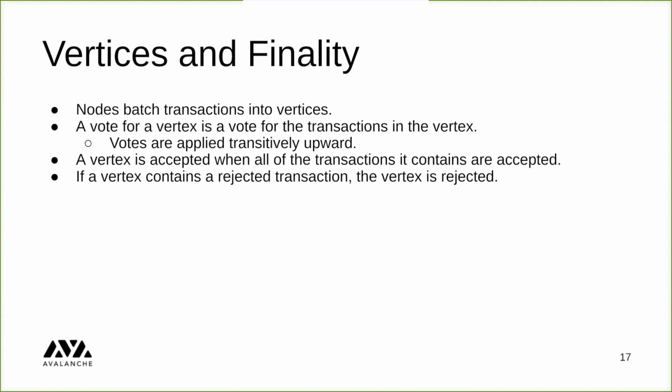If you receive a vote for a vertex, that is a vote for all of the transactions in that vertex, and votes are applied transitively upward, right? That's like increasing your ancestors' confidence and consecutive successes upon success. So the same principles apply. And we say that a vertex gets accepted when all of the transactions in it are accepted. If a vertex contains a rejected transaction, then that vertex gets rejected.